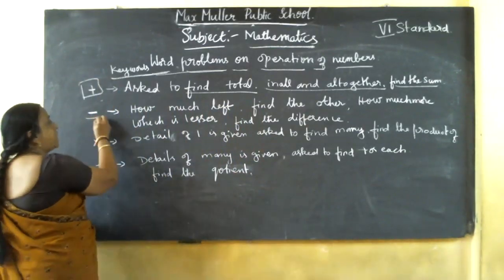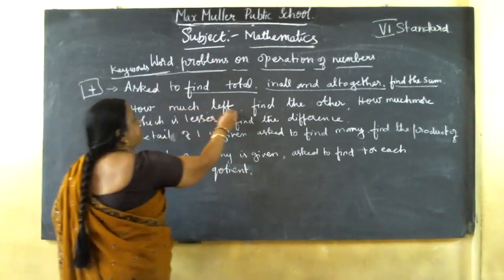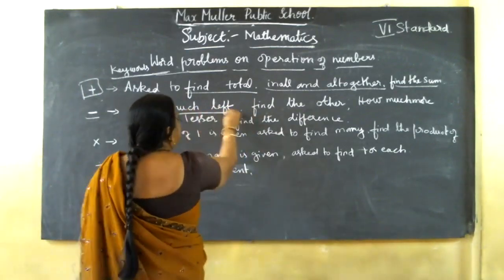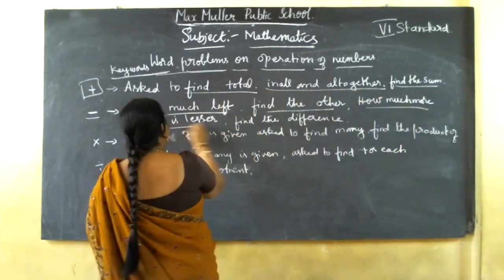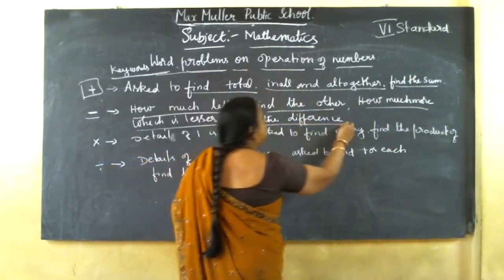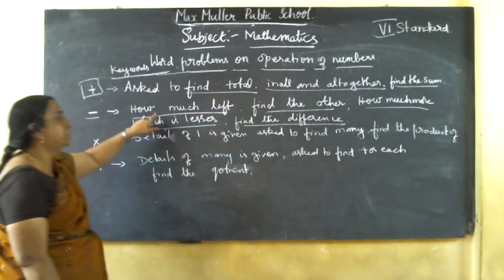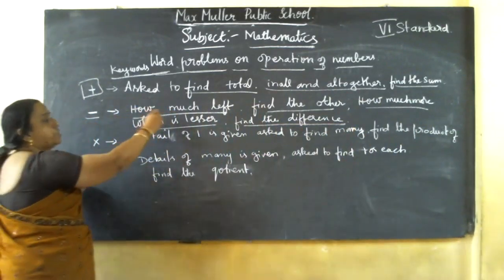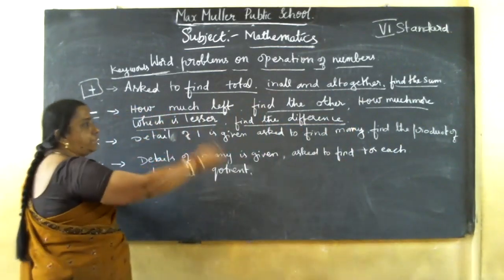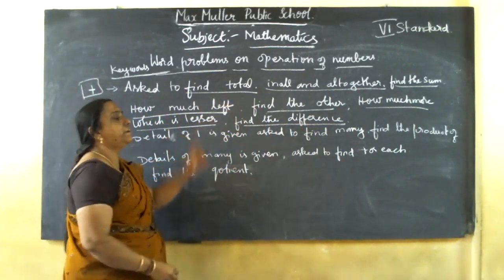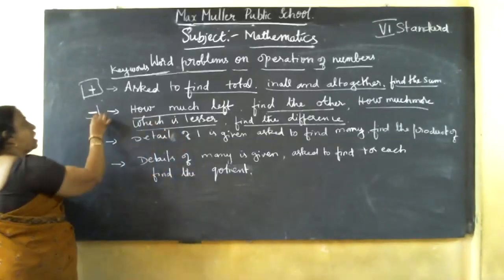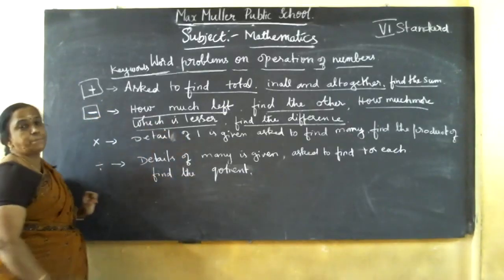Next, subtraction. How much left, then find the other, how much more than, which is lesser, and find the difference. So if in the question you get these types, how much left over, find the other, how much more than this, or which is less, find the difference, then all those questions are based on subtraction.